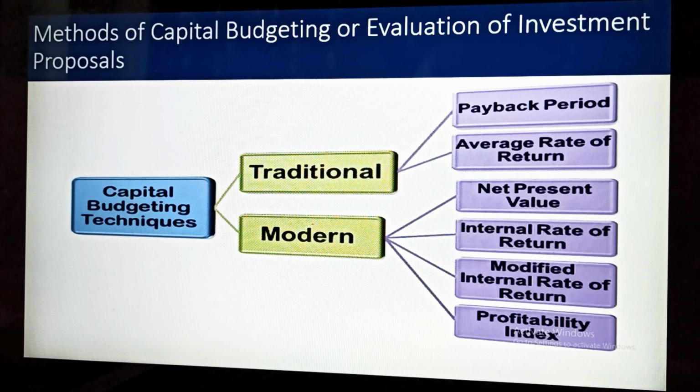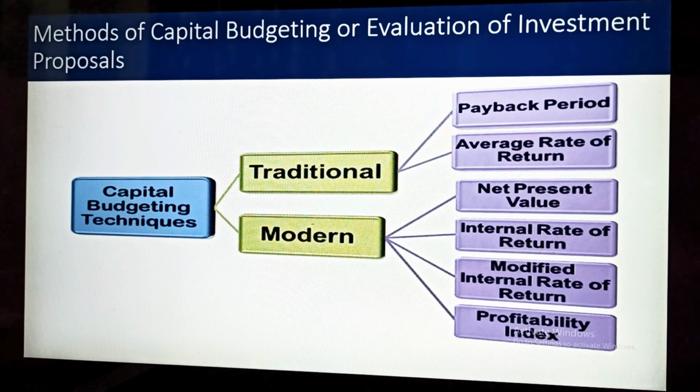If I talk about the discounting methods, I have taken only four, though one or two more methods are there: net present value, internal rate of return, modified internal rate of return, and profitability index. So these are the methods for evaluating the projects of a business. Today in this video I will discuss only the traditional or non-discounting methods, namely payback period and average rate of return.